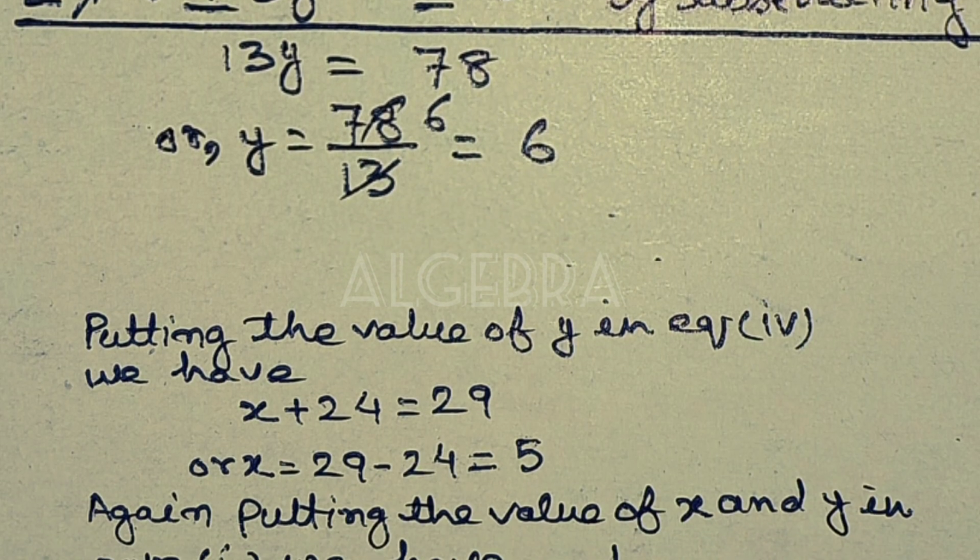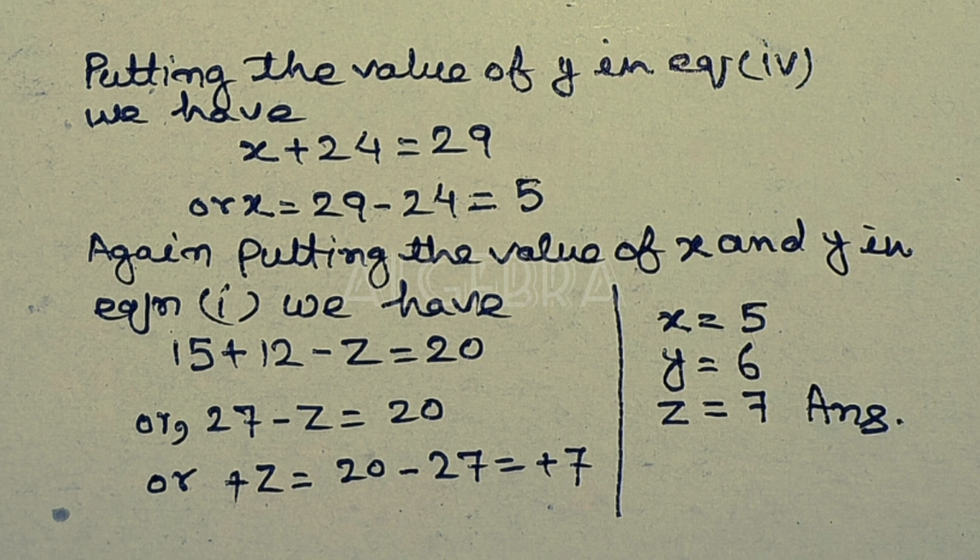Putting the value of y in equation 4, we have x + 24 = 29, or x = 29 - 24 = 5.